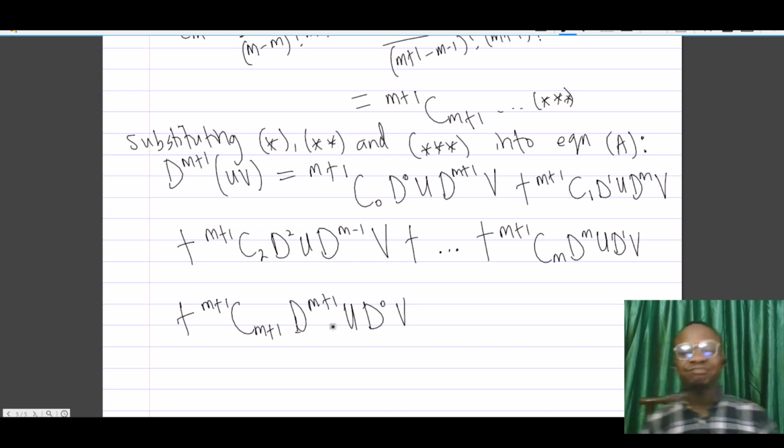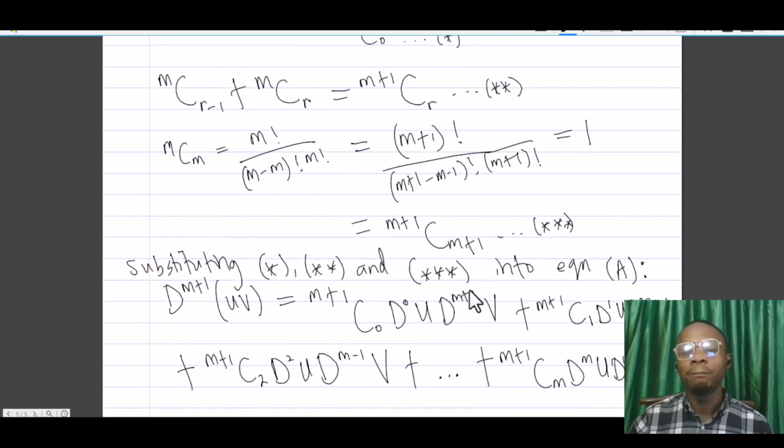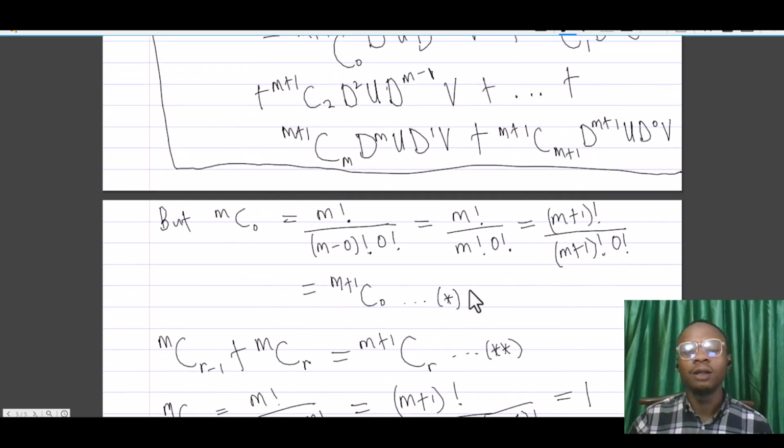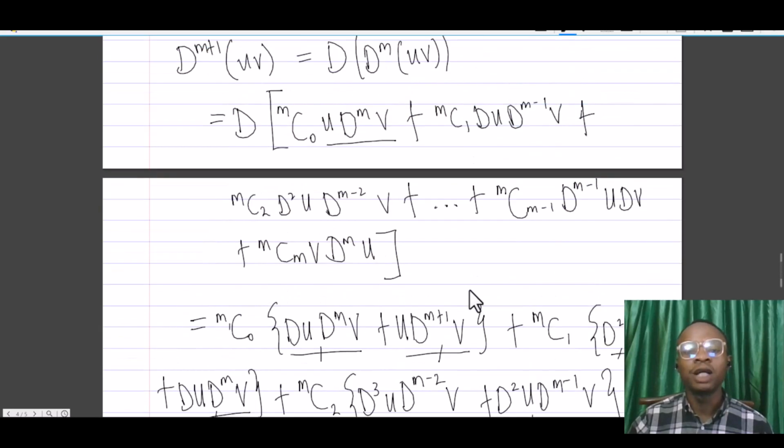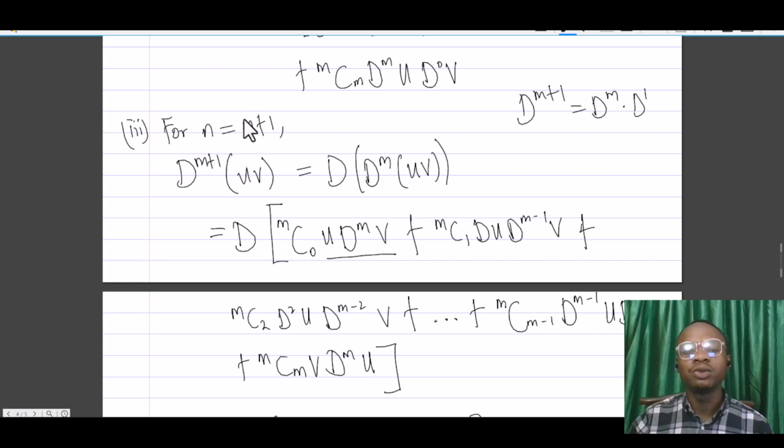So we've come a long way. We now see that our relationship is also true. That is, the formula is true for n equal to m plus 1.